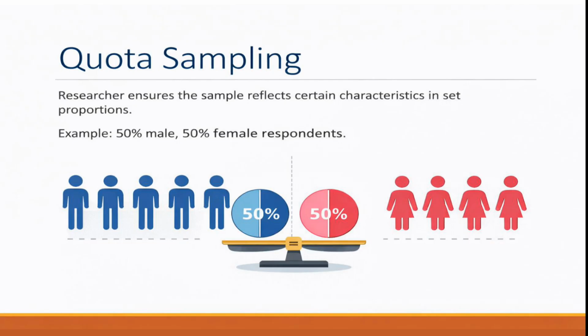Quota sampling ensures that certain characteristics are represented in fixed proportions. Example: 50% male, 50% female. However, selection within each group is not random, which limits statistical generalization.